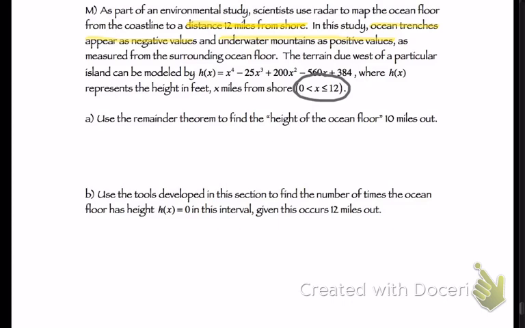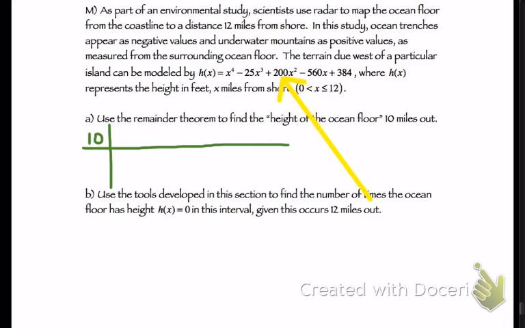So it says in letter A, obviously here is the function that I'm using. Letter A says to use the remainder theorem to find the height of the ocean floor 10 miles out. So I know to use the remainder theorem, and I'm given the number to use, so that's the number I'm going to plug into my synthetic division. Looking at my function, do I have any terms missing? Do I have to hold any zero place values? I don't, so I don't have to worry about that.